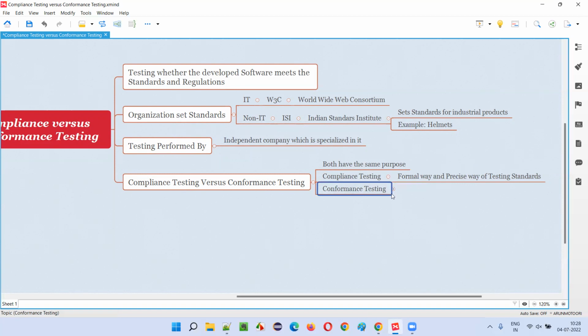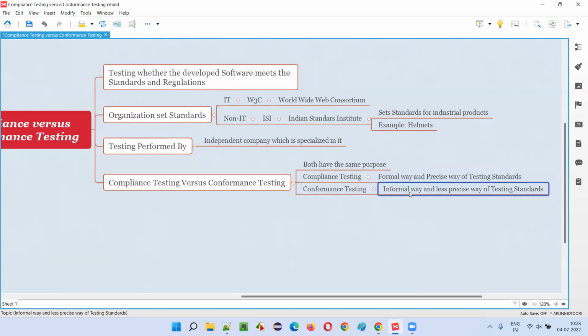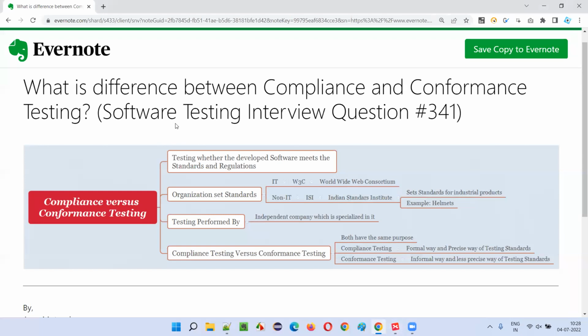But conformance testing is not formal, it's an informal way, and also less precise compared to compliance testing. So this is the difference, guys. Both have the same purpose of testing the developed application according to the required standards and regulations, but compliance is a formal and precise way, whereas conformance is an informal and less precise way when compared to compliance testing. So hope, guys, you understood the difference between compliance and conformance testing in this session.